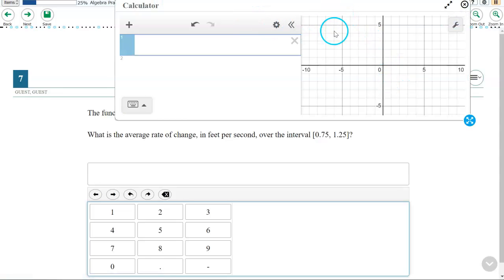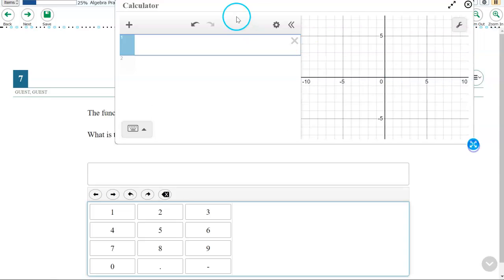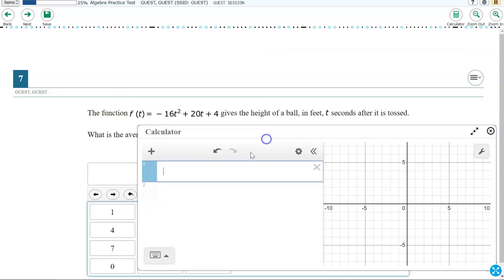I like these, but the kids do have to learn how to do them. So this is how I would teach this. First of all, you're going to type f of t equals, and you're just going to type in this expression.